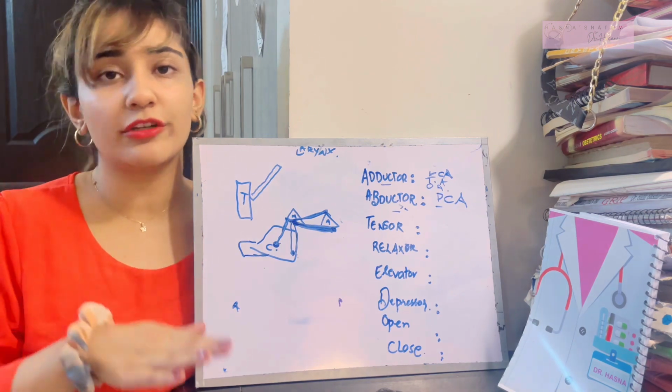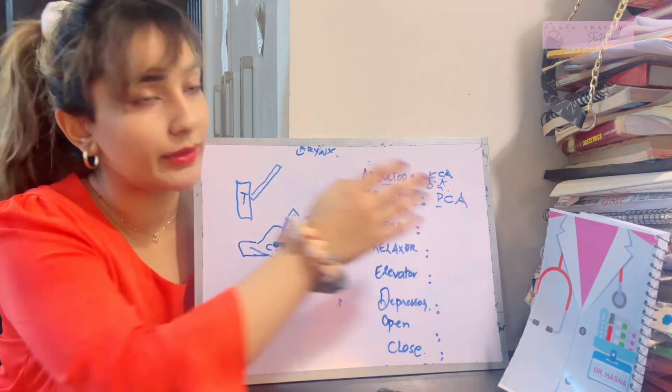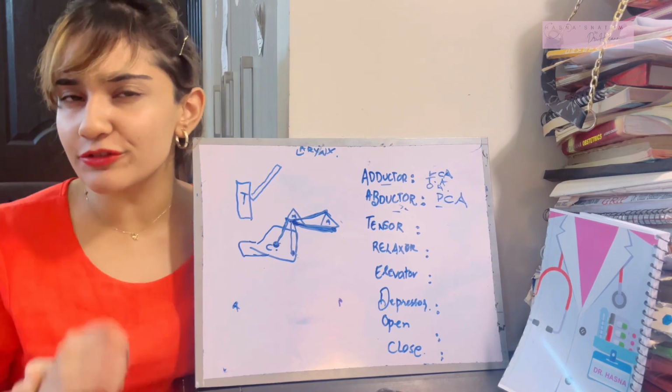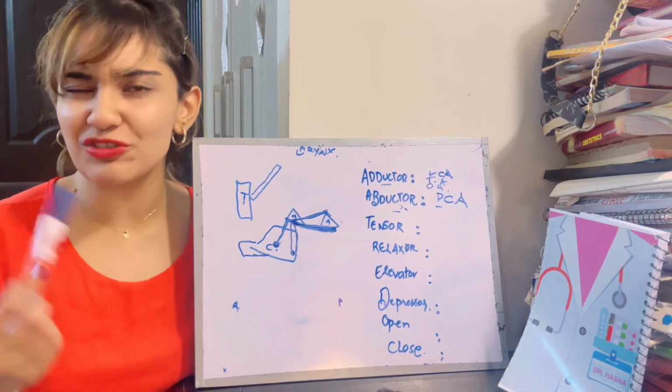Up to now, we've learned the origin, insertion, and actions of the following muscles. We know exactly where they're located. Well done. If you come this far and you've understood the concept, the rest of the concept is actually quite simple.